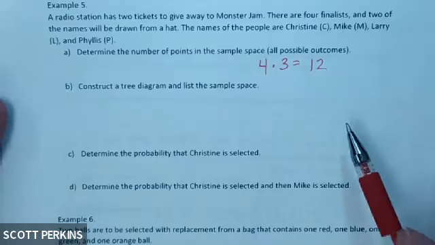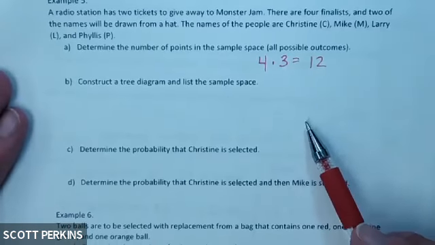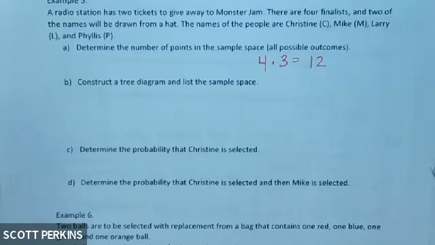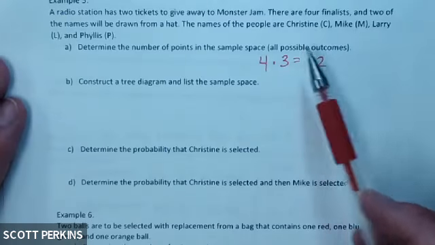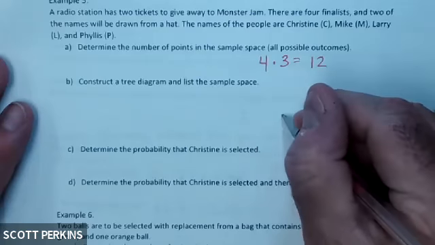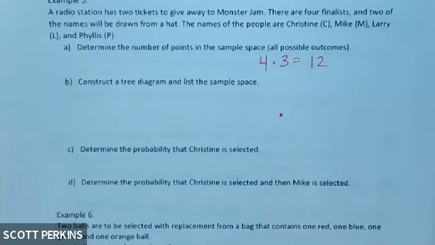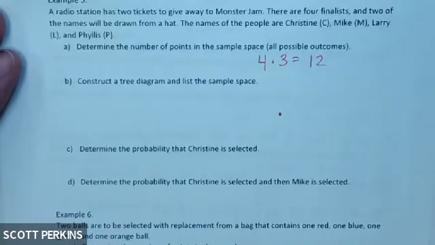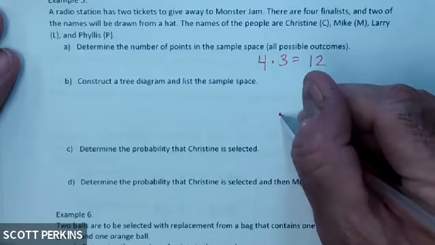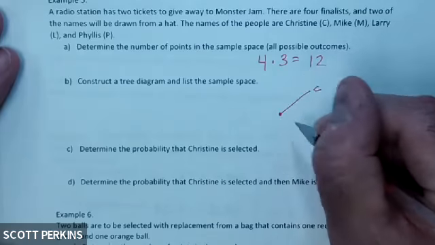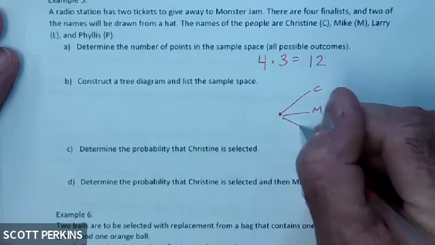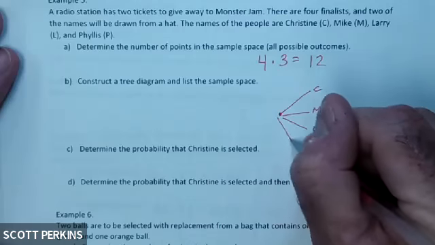Now I'm going to come out to the side here so I have enough room for my 12 possible options on my tree diagram. So I've given a letter that we can use for each of these people. So here's my seed. Here's where I'm going to start my tree. The first time I reach my hand in the hat, what are the possible outcomes that can happen? 4. What are they? C, M, L, and P.